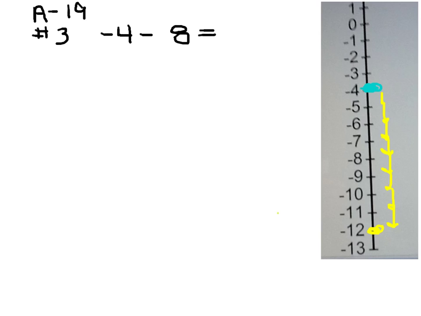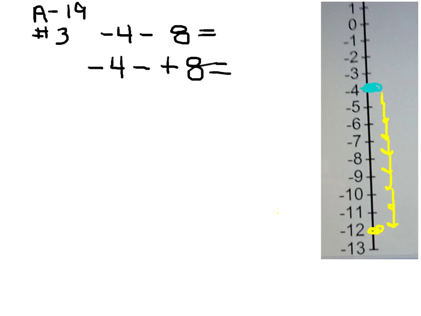So now let's look at it, doing it arithmetically. So let's go ahead here. And we're going to have this -4, right? And we're not going to do anything to that. And now we have minus a positive 8. So since it's a subtraction problem, we are going to change the sign of the number we're subtracting, and we're going to change the sign of the subtraction problem.